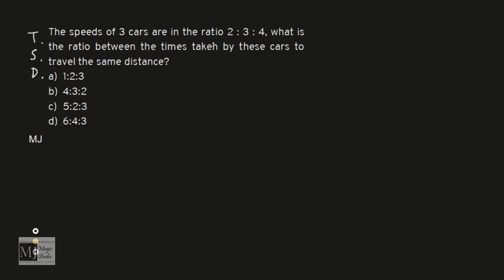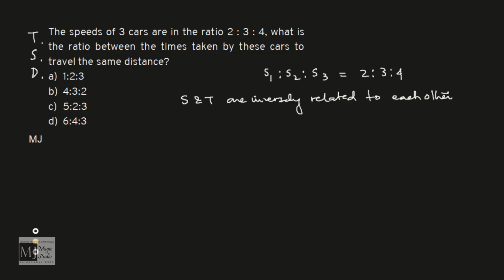Yes, the speeds of 3 cars are in the ratio 2:3:4. We have the speed ratio known to us. S1 is to S2 is to S3 is 2:3:4. Then what is the ratio between time taken? Yes, correct. Speed and time are inversely related to each other. That means time ratio is nothing but inverse ratio of speed ratio. If we know this, in no time we can find this.